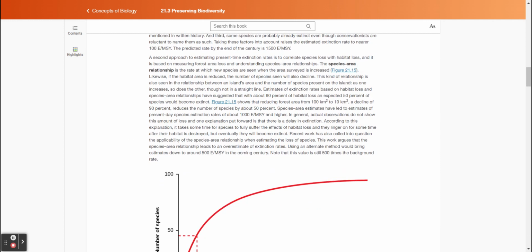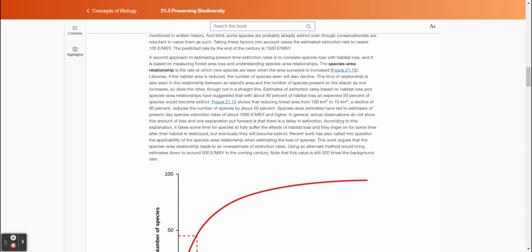A second approach to estimating present-time extinction rates is to correlate species loss with habitat loss, and it is based on measuring forest area loss and understanding species area relationships. The species area relationship is the rate at which new species are seen when the area surveyed is increased. Likewise, if the habitat area is reduced, the number of species seen will also decline. This kind of relationship is also seen in the relationship between an island's area and the number of species present on the island. As one increases, so does the other, though not in a straight line.